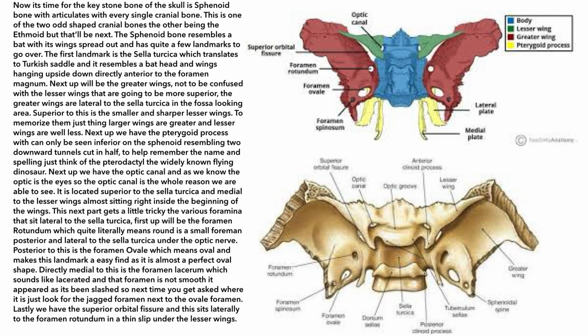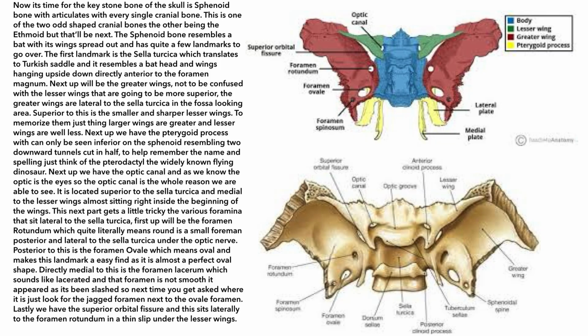Now it's time for the keystone bone of the skull, which is the sphenoid bone, and it articulates with every single cranial bone. This is one of the two odd-shaped cranial bones, the other being the ethmoid, but that'll be next. The sphenoid bone resembles a bat with its wings spread out and has quite a few landmarks to go over.